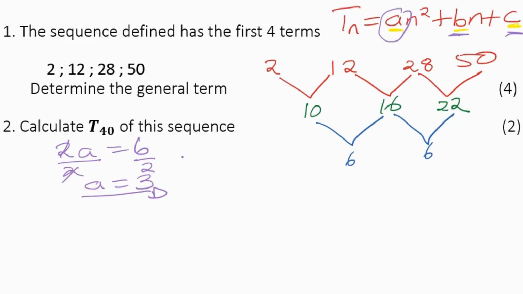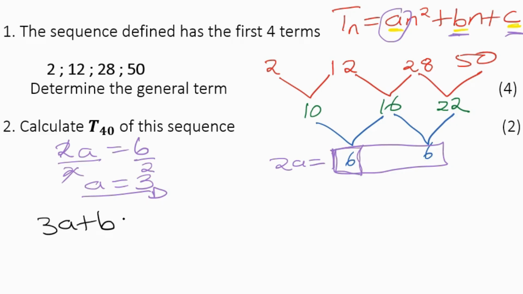It's just that I don't have enough time on this video. I was going to tell you where this 2a is coming from, okay? But what you need to know is that once you have got your common difference, you need to equate that number to 2a. So in this case, you need to say 2a is equal to 6. Now, you will say 3a plus b is equal to 10, the first difference that you have done.